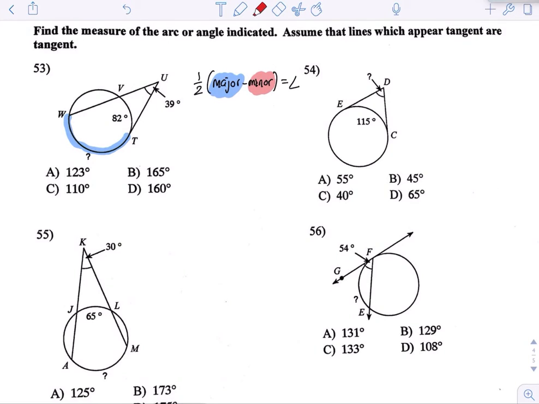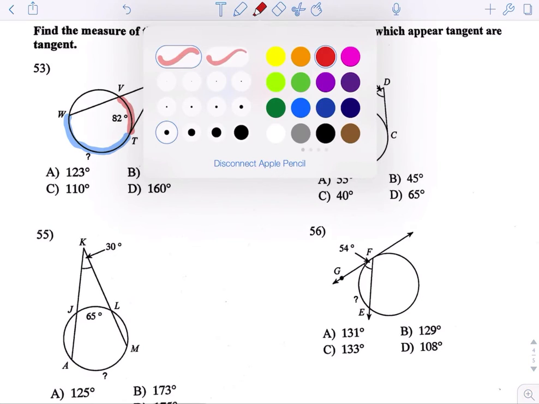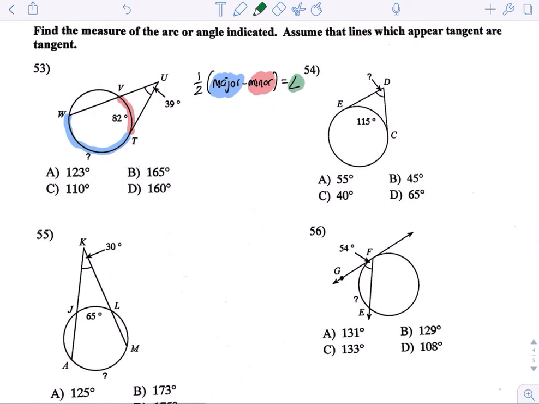Alright, so remember that blue is the major, and this one's the minor arc. And I'll just denote the green. The green is our angle. So that's our angle. Okay, so follow the formula, right? So 1/2 major, we don't know what it is, we'll just denote it as x. X minus the minor, which is 82, is equal to the angle, which is 39 degrees.